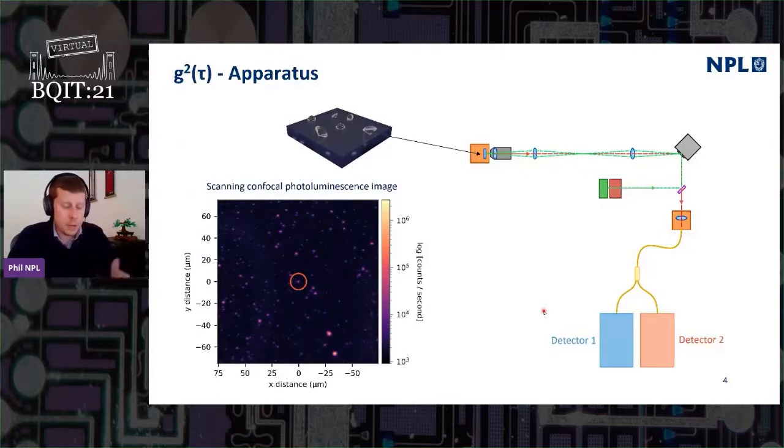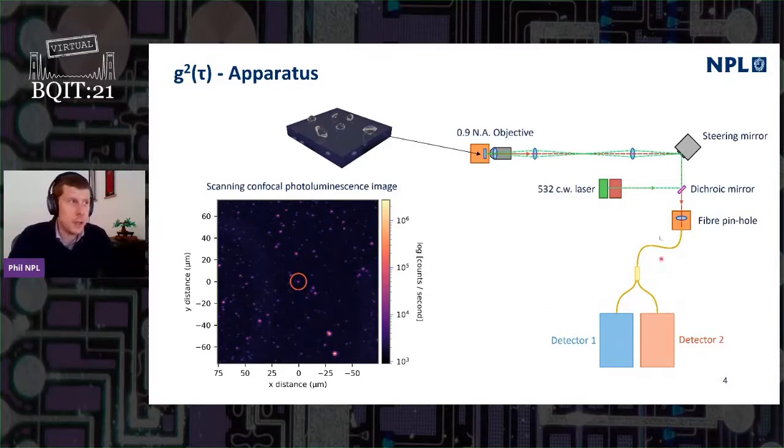So experimentally, we use the G2 function, and this is how we collect data for the second order degree of coherence. So we use a room temperature scanning confocal microscope in our case. We've got a 532 laser here. There's nothing particularly special about this setup. There's many like it in the world, and we use a steering mirror to raster scan our excitation spot around our sample. And our sample is, in this case, nanodiamonds spread across a silicon substrate.